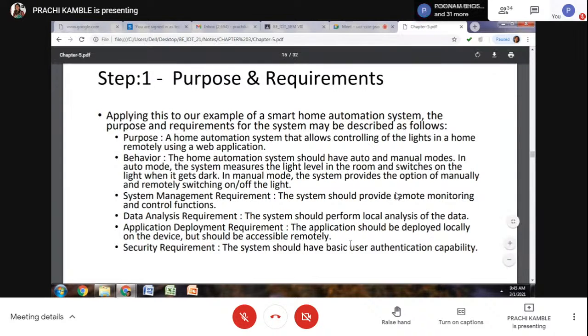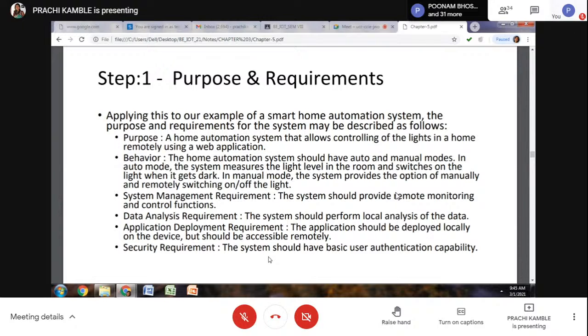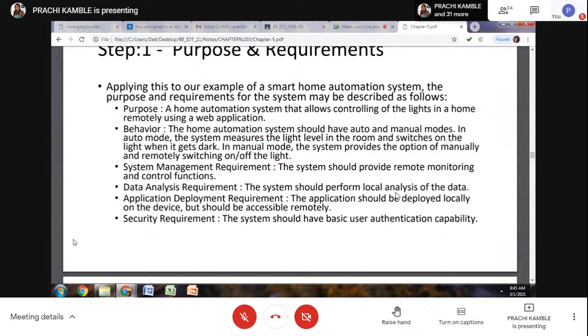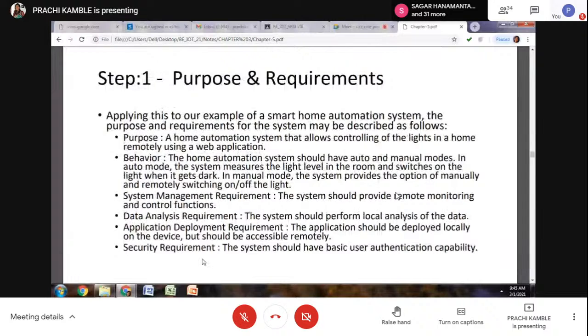So here, what is happening? The data is stored in the local storage. And the last is a security requirement. The system should have basic user authentication capability. So this should be your purpose and requirement of the design system.